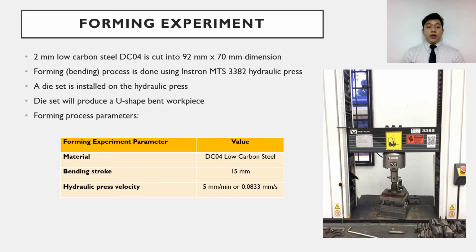For the forming experiment, a 2 mm low carbon steel DC04 is cut into 92 mm times 70 mm dimension. The forming process is done by using the Instron MTS 3382 hydraulic press in the Strength of Material Lab, UiTM Shah Alam. A die set will be installed under the hydraulic press, specifically the upper die. The die set will produce a U-shaped bend workpiece, and the forming process parameters are as below: the stroke is set at 15 mm and the forming speed is set at 5 mm per minute.